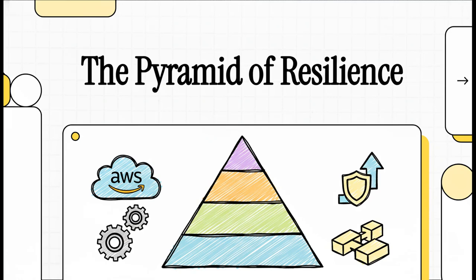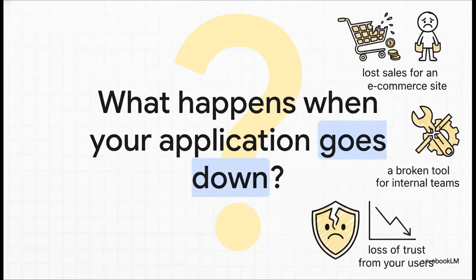All right, let's get into it. We all want to build apps that just work, right? But what does it take to build something that doesn't just work when things are good, but can actually take a punch and keep on going? Well, today, we're going to build an unbreakable application, piece by piece, using this really powerful idea, the pyramid of resilience on AWS. But first, just think about this for a second.